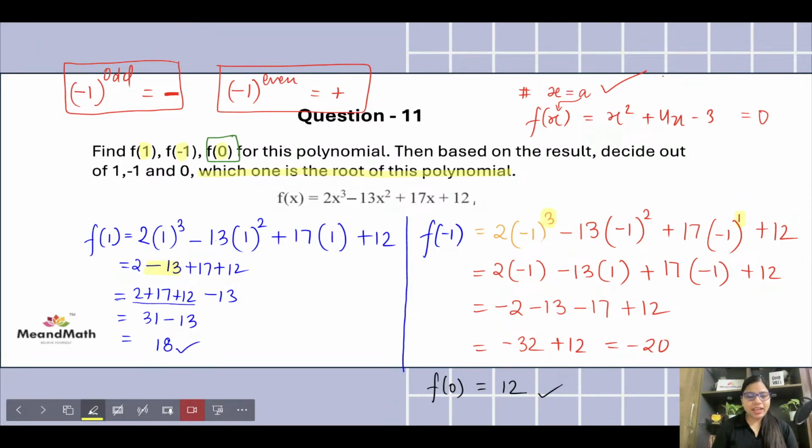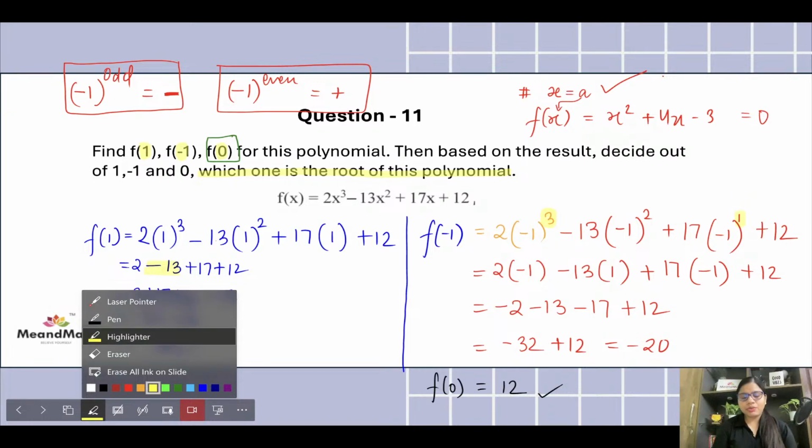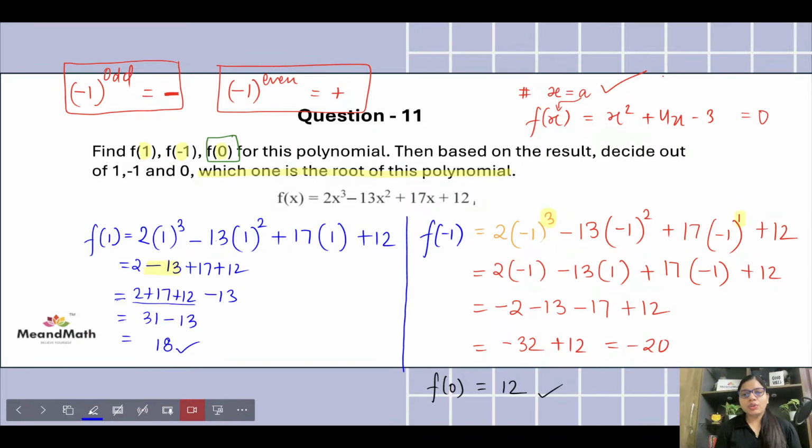I don't think any one of them is a root of the polynomial, because on substituting 1, -1 or 0, it should turn up to 0. But none of them have given us 0, isn't it? This is what I'm discussing, Nawal. When you have substituted 1 there, if it turns up to 0, we can say 1 is the root. But actually it is not turning up to 0. Your answer should come 0, which it is not.